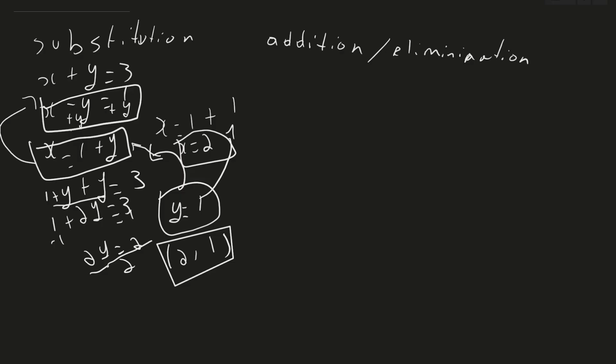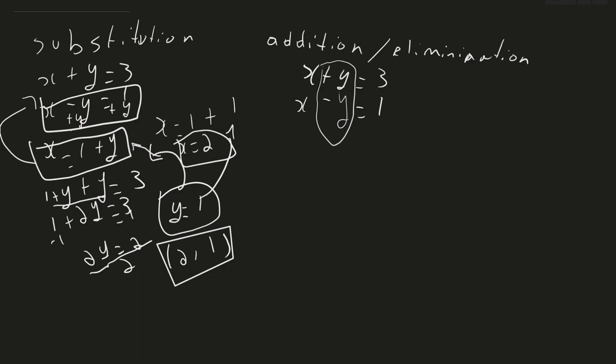Now for the addition method or elimination method, which is basically the same thing. Let's take the same equations, but take a different route, right? x plus y equals 3, and x minus y equals 1. One thing you can probably notice is that if you added these two equations, the y would cancel, because plus y minus y is just going to equal 0, right?